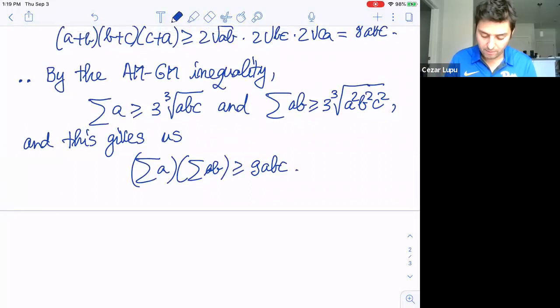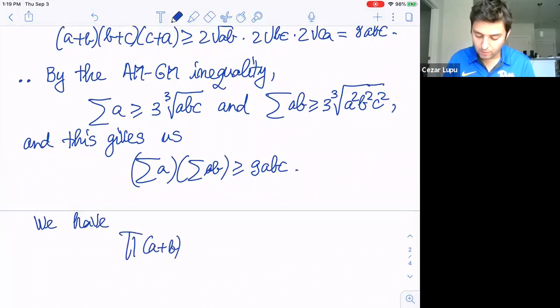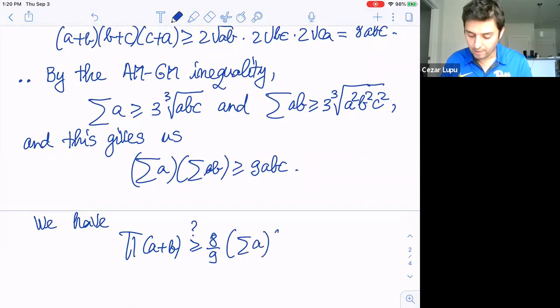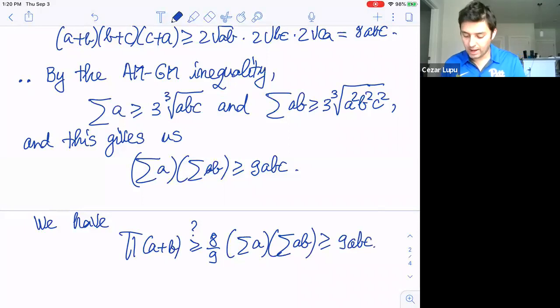So we have, let me point this out, that the product of A plus B is greater or equal than 8/9, which is what we want to solve, times the sum of AB, and this is greater or equal than 8ABC. Sorry, 8ABC, right? Because this is greater or equal than 9. This guy we just said is greater or equal than 9ABC. So how to solve this?